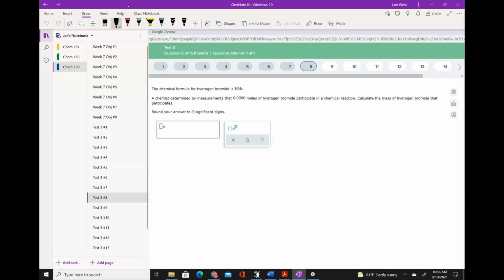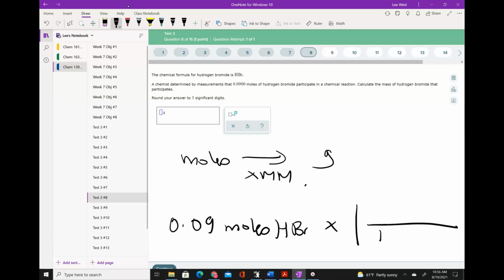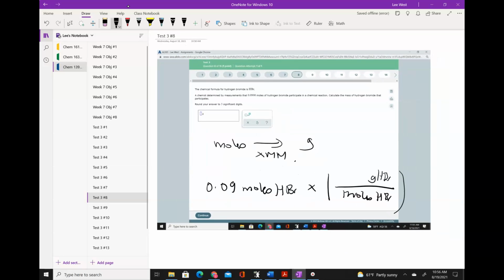All right. The chemical formula for hydrogen bromide is HBr. A chemist determined by measurements that 0.09 moles of hydrogen bromide participate in a chemical reaction. Calculate the mass of hydrogen bromide that participates. Okay, so the conversion factor from moles to grams is simply the molar mass. So we can use dimensional analysis to help us here. 0.09 moles of HBr, and then I need to get rid of the moles, so I want moles on the bottom, and I want to turn it into grams, and the grams of HBr in 1 mole is simply its molar mass.